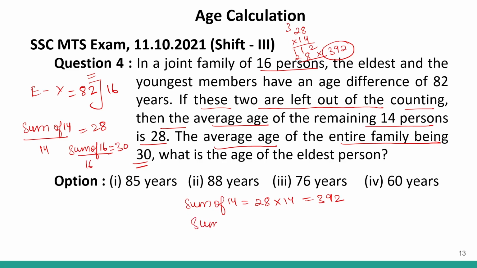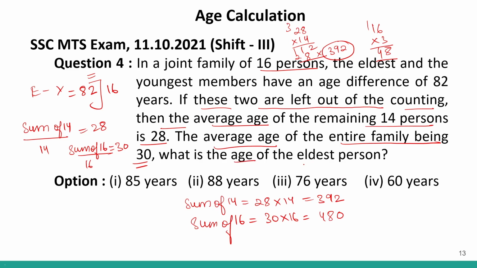So the sum of 16, we can find out, will be 30 into 16. And 3 into 16 we can do. This will be 48, and we can add a 0 at the end. So 480. So 480 is the sum of 16 people and 392 is the sum of 14 people.